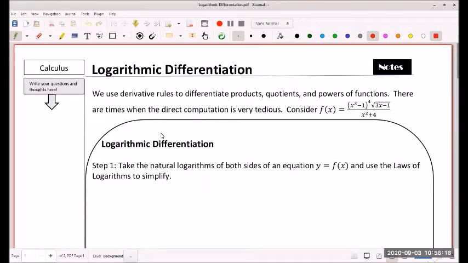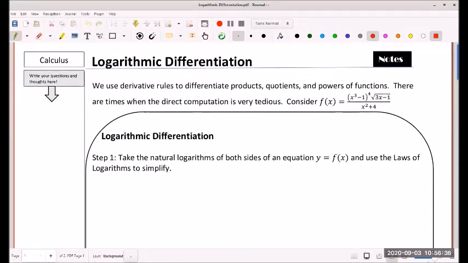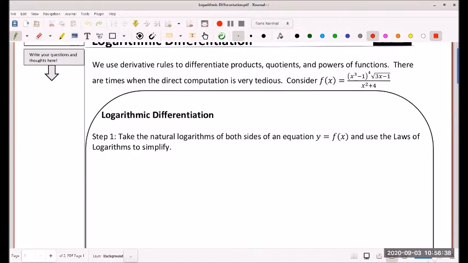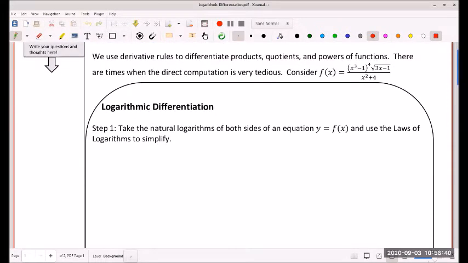Hi everyone. In this video, we're going to talk about logarithmic differentiation. We most often use logarithmic differentiation when we have very tedious functions. If we were to use the product rule, quotient rule, chain rule, and power rule on this, it would turn into a very long calculation. So we can use logarithmic differentiation to simplify this.